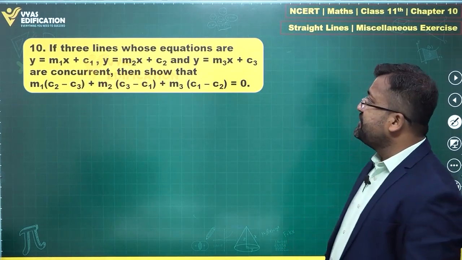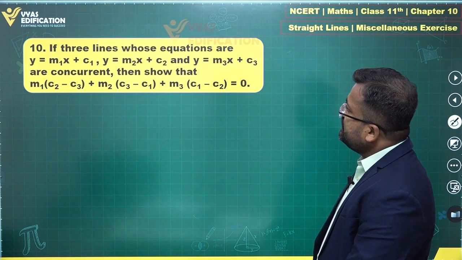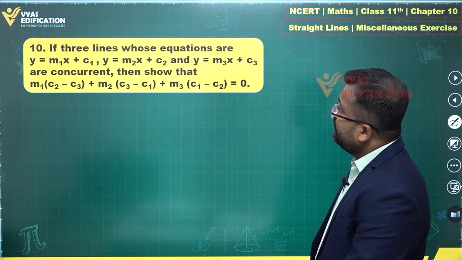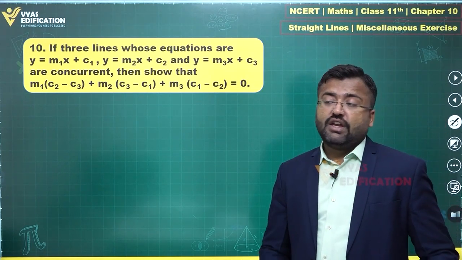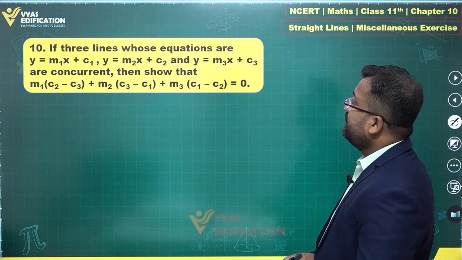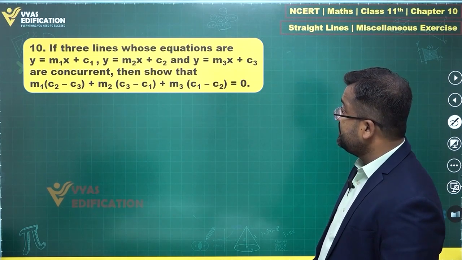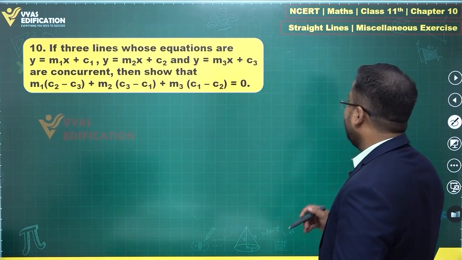The 10th question says, if three lines whose equations are y equals m1x plus c1, y equals m2x plus c2 and y equals m3x plus c3 are concurrent. Concurrency means these lines intersect at one particular point. Then show that m1 times (c2 minus c3) plus m2 times (c3 minus c1) plus m3 times (c1 minus c2) is equal to 0.